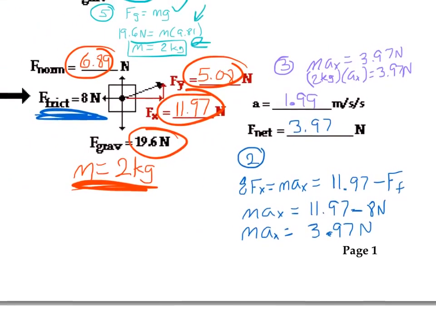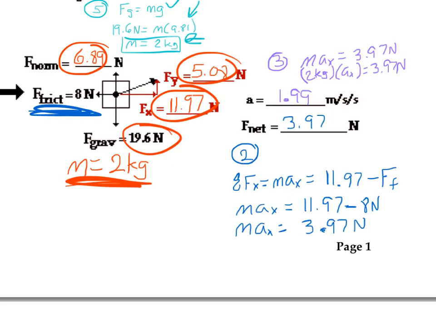So if we look at our net force in the x, our net force of the x is now made up of 2 forces. Our net force of the x, which equals the mass times acceleration of the x, is equal to all the x components added together. So we have 11.97 positive, force of friction in the negative. We know that the force of friction is 8 newtons. So 11.97 minus 8 newtons is 3.97 newtons. This is our net force. Our net force is 3.97 newtons.